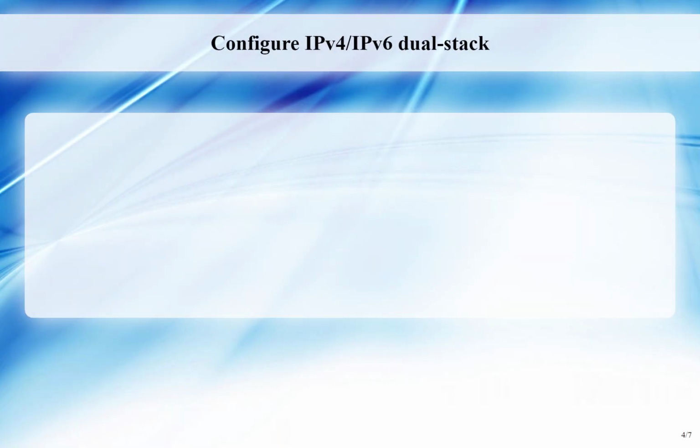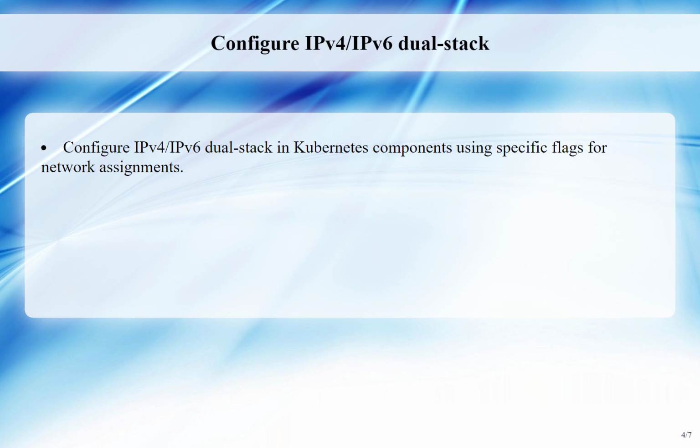Configure IPv4, IPv6 dual stack. To configure IPv4, IPv6 dual stack, set dual stack cluster network assignments for various Kubernetes components. The kube-apiserver, kube-controller-manager, kube-proxy, and kubelet all have specific flags to set the IPv4 and IPv6 CIDR ranges.